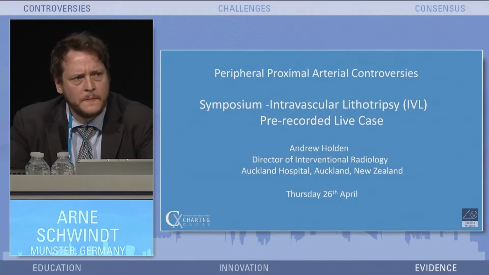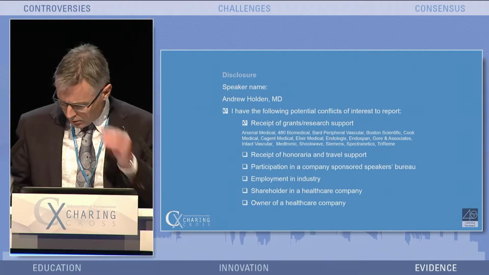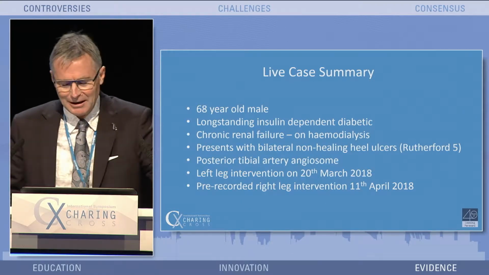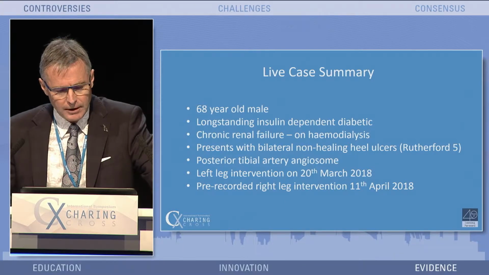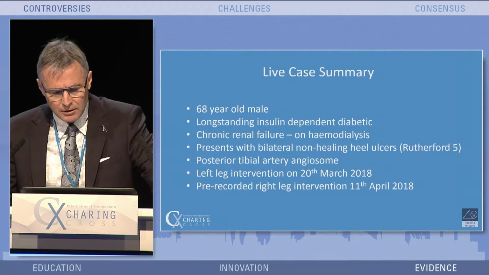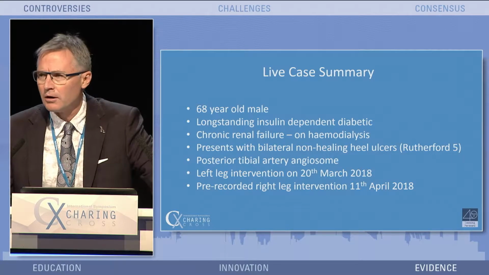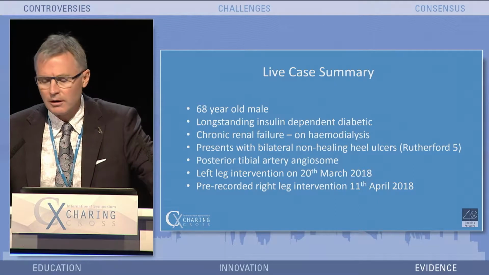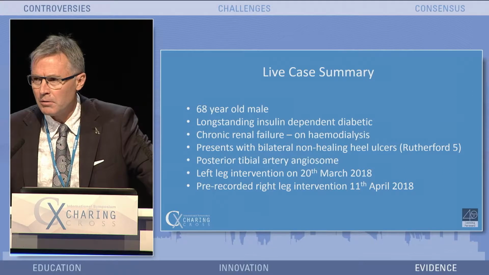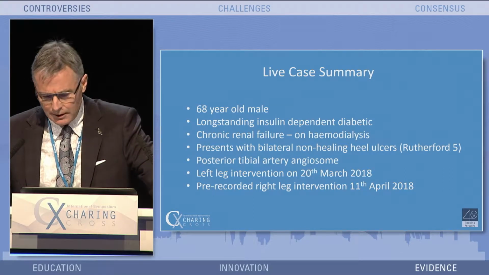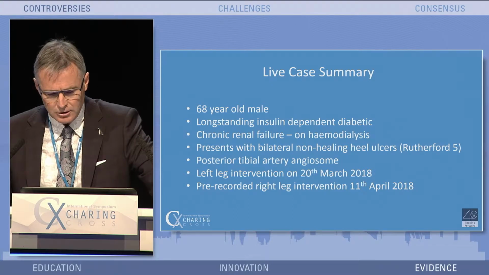Okay, so we're going to get on now with a pre-recorded live case. Some of this is me talking on the video, and I'll just watch the time. This was a 68-year-old male with typical risk factors, an insulin-dependent diabetic with chronic renal failure. So we know already the patient's going to have femoropopliteal and tibial calcified disease, and it's going to be medial and intimal calcification. Rutherford 5, bilateral heel ulcers in the posterior tibial angiosome.